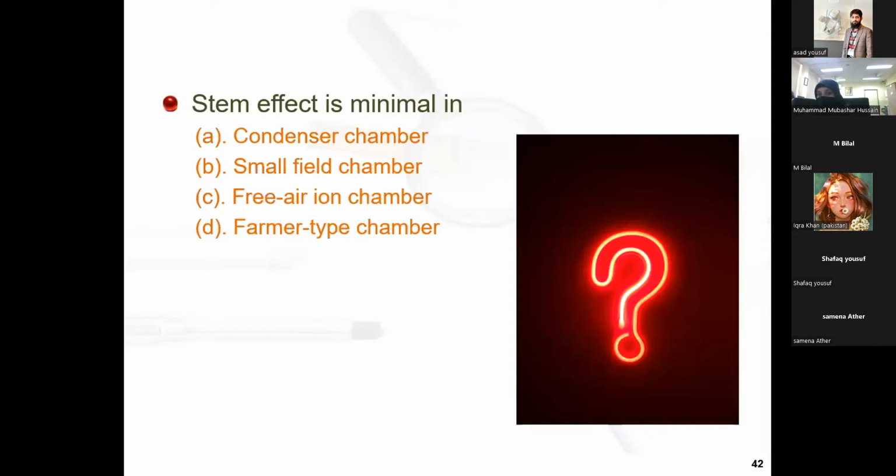So mostly the answers are: small field chamber is 64% and the free air ion chamber is 46%. Okay.